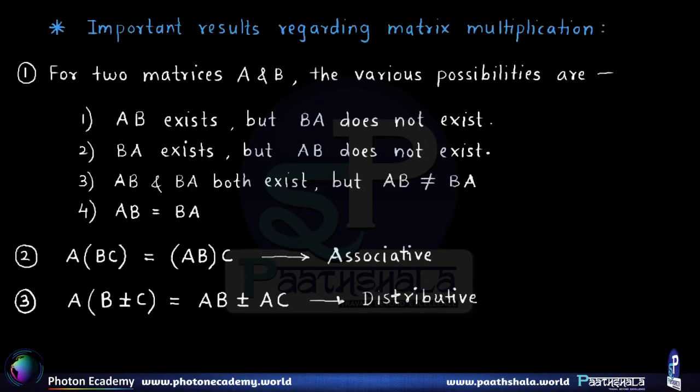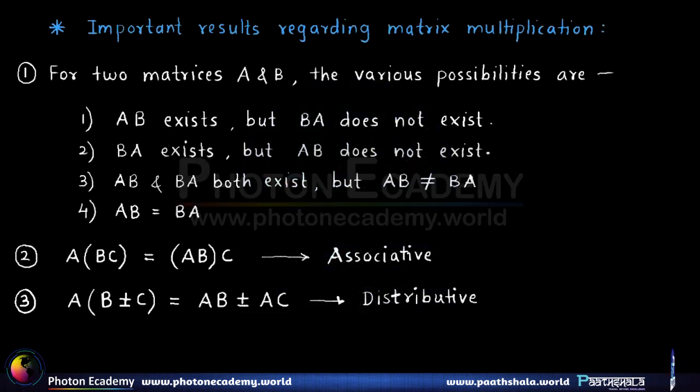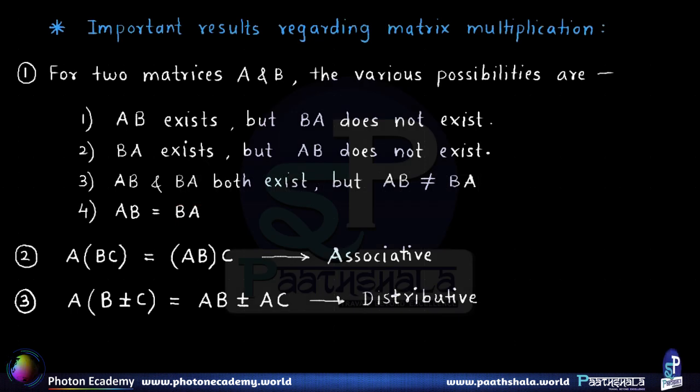Now let us see some of the very important results related to matrix multiplication. The first one is, for two matrices A and B, the various possibilities are: first, AB exists but BA does not exist. Second, BA exists but AB does not exist. Third, AB and BA both exist but they are not the same, that is AB not equal to BA.